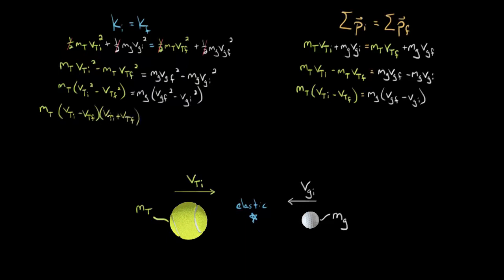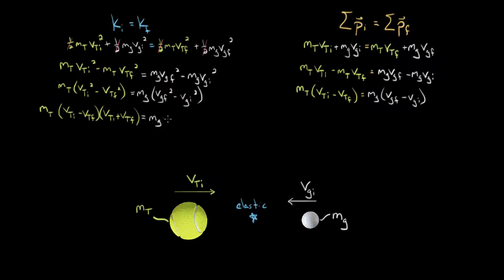Because when I multiply these together, I'm going to get VTI squared minus VT final squared, and then the cross terms are going to cancel. If you don't believe me, try it on your own. Check to make sure this multiplies out to get that, and it will. So I'm going to replace this term with this, and I'm going to do the same thing on the right-hand side.